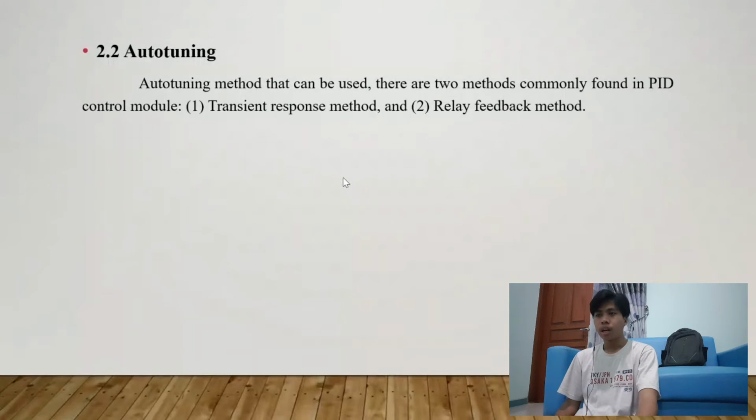2.2 Auto-tuning. Auto-tuning methods that can be used. There are two methods commonly found in PID control modules. Number one is the transient response method and number two is the relay feedback method.